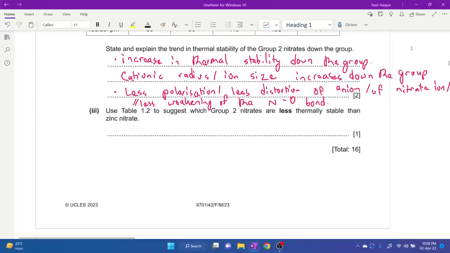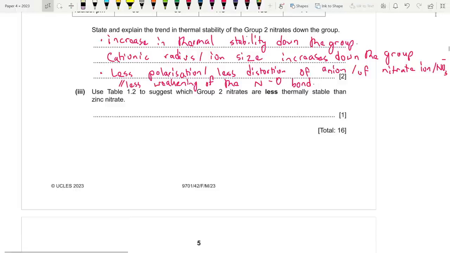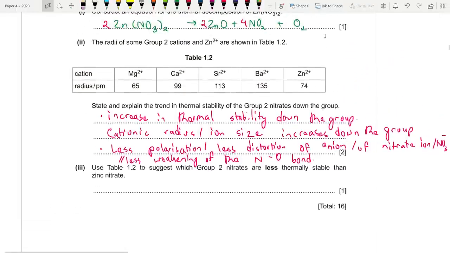Use table 1.2 to suggest which group 2 nitrates are less thermally stable than zinc nitrate. Okay, so zinc has an ionic radius of 74 picometers basically. So I just told you that as you go down the group, ionic radii increases, so charge density decreases and there is less polarization. So clearly, as you can see, strontium and barium and also calcium. These three have higher ionic radii than zinc.